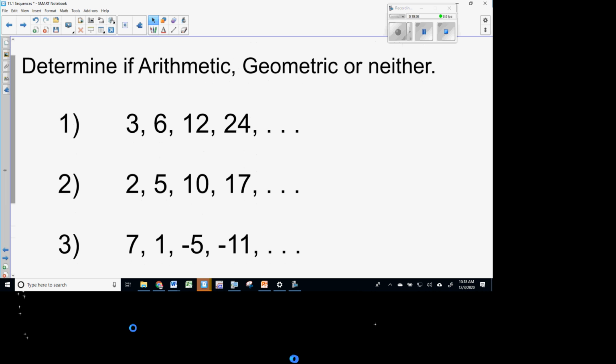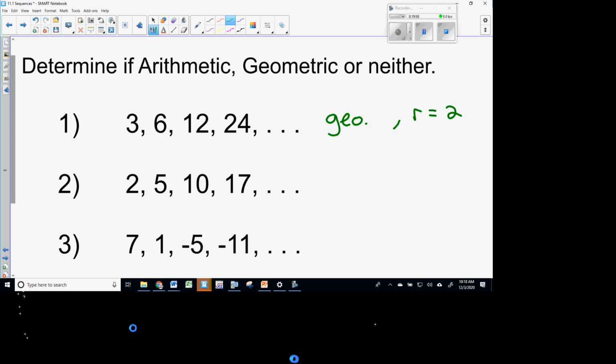All right, so let's determine, are these arithmetic, geometric, or neither? So as you look at this, 3, 6, 12, 24. Because I am multiplying by 2, this we say is geometric, and here my r is 2.